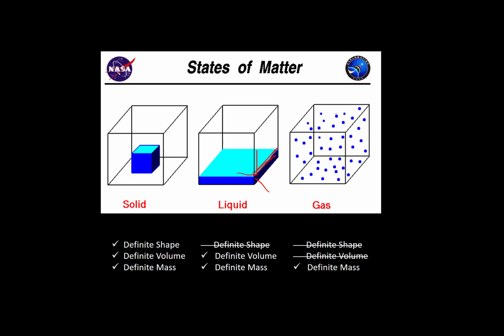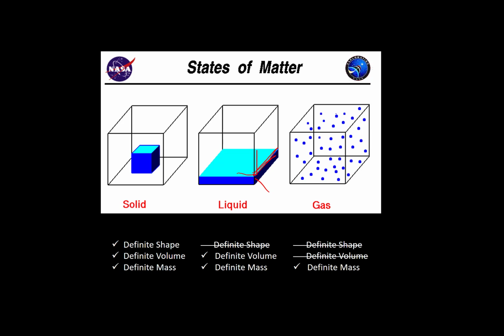The only thing that we can say that it does have is a definite mass. So it still has a definite mass, which means it has a definite amount of matter. Mass is never created or destroyed. So even when a substance turns into a gas, it will still have a definite mass.